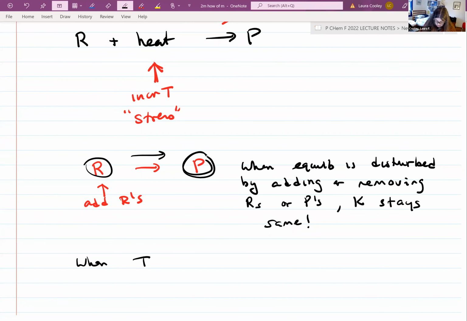When the temperature changes, K changes. So it's very special, these temperature changes and their effect on the equilibrium constant.